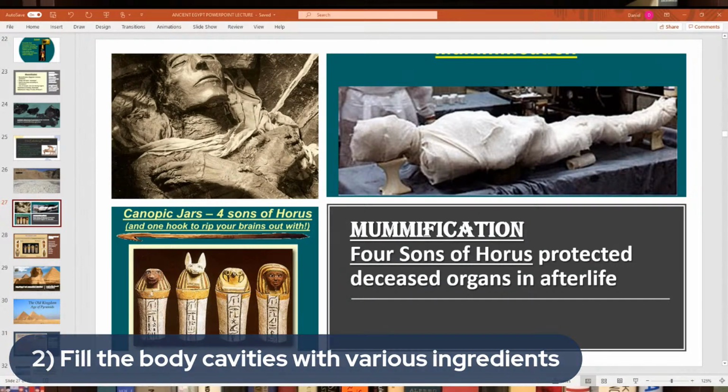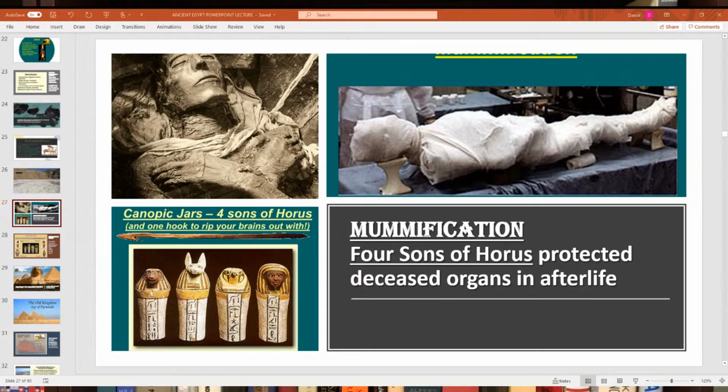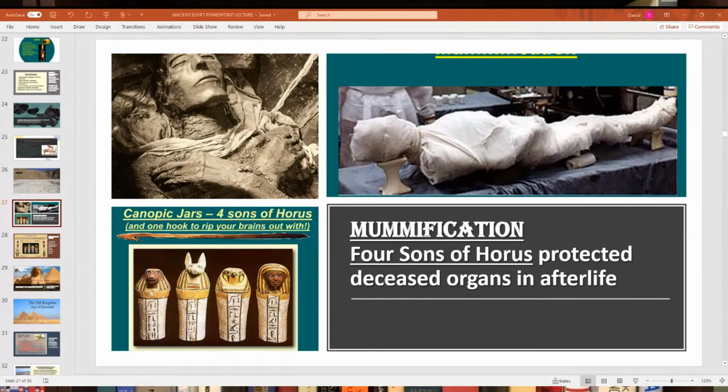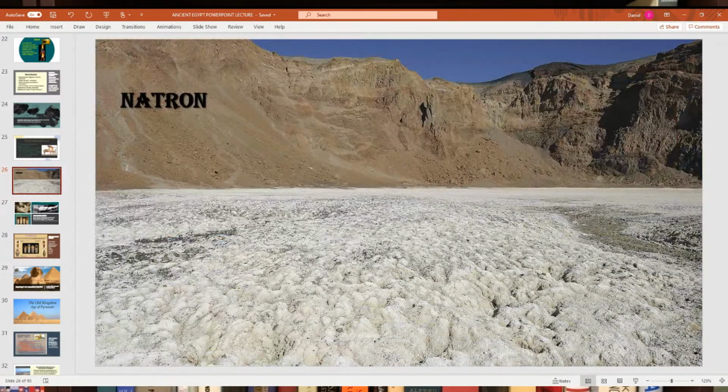And then one of the most famous processes that they did, and it's pretty important, is they would cover the whole body in what they call mineral salt, which in ancient times the Greeks called natron, because it came from a salt lake west of the Nile Delta, in an area called Wadi El Natron. And natron is a type of natural substance similar to baking soda that's found naturally throughout the world.